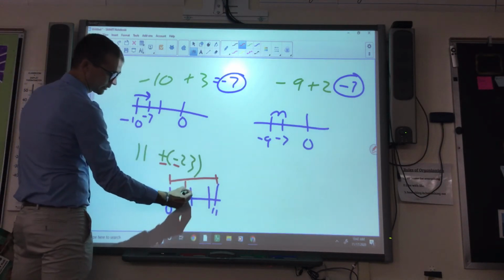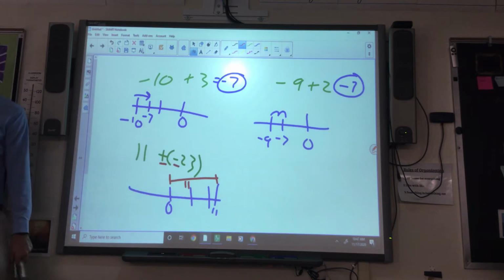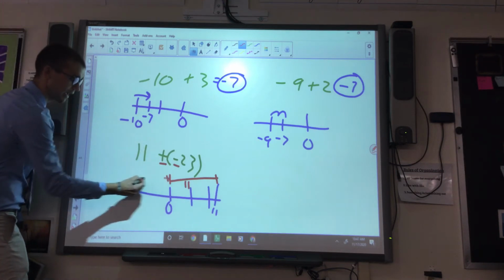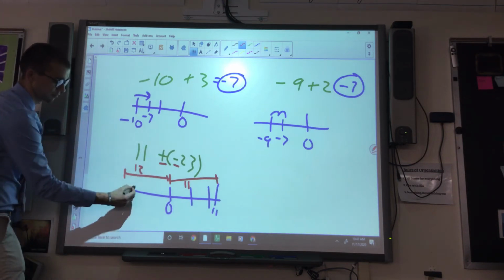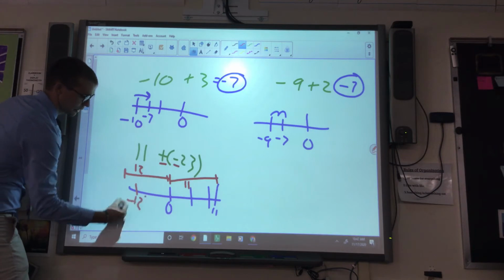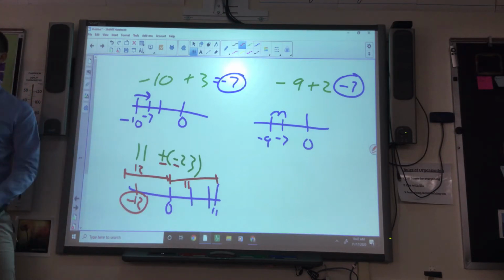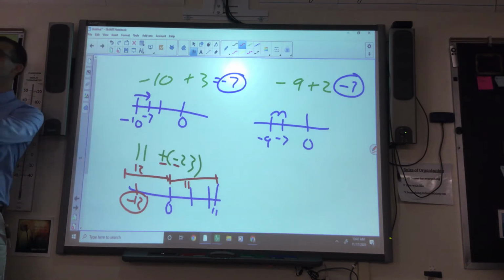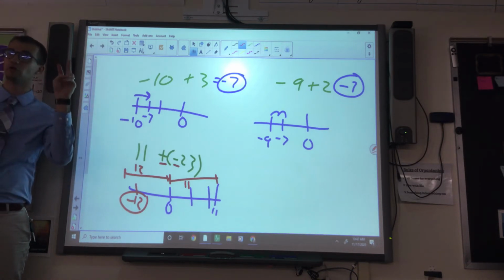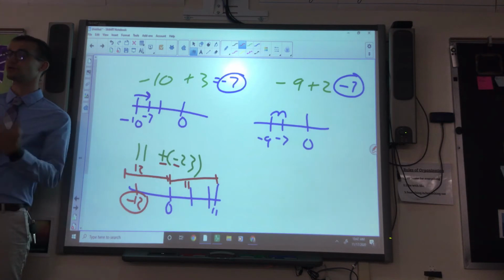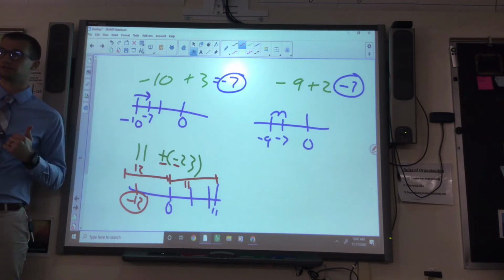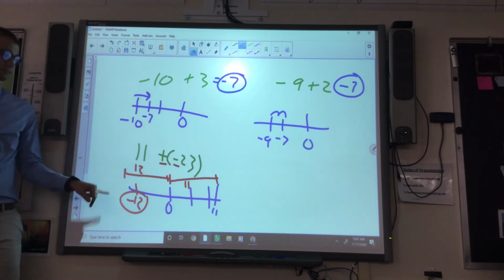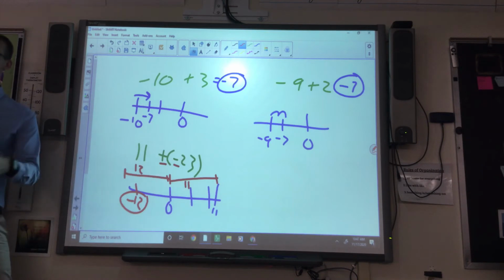So you've got to think, hey, I have 11. Well, I can go back 11 here. How much further can I go back? 23 minus 11 is 12. So I have 12 more I can go back, which means I end up at negative 12. This is why it's really important to draw the number line, because it took you guys 3 tries as a group before one of you got it. That's why the number line is important.